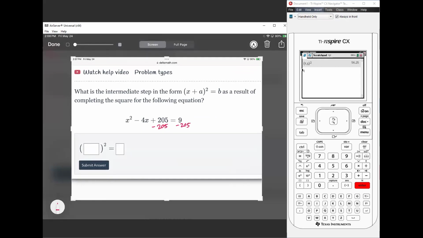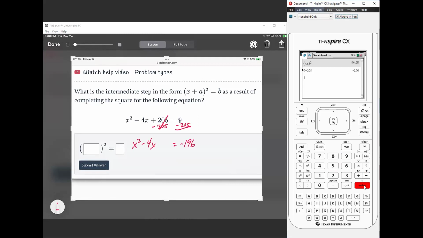So now what I'm going to do is subtract 205 from this side, and subtract 205 from this side. So this is going to be 0. I'm going to have x squared minus 4x equals, and now all I'm going to do is 9 minus 205. What do I get? Negative 196. So this is a negative 196.